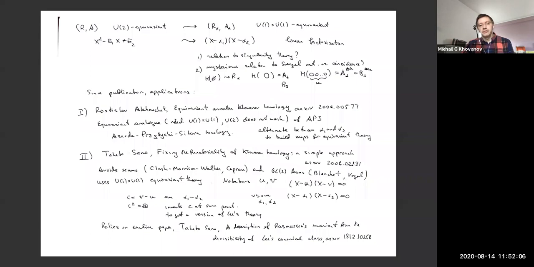Really, when you enlarge from U2 equivariant to U1 plus U1 equivariant, you get more freedom. You have this alpha 1, alpha 2, and at least for some constructions, it's useful to just use alpha 1, alpha 2 interchangeably in order. And you don't have this ability in the U2 equivariant.